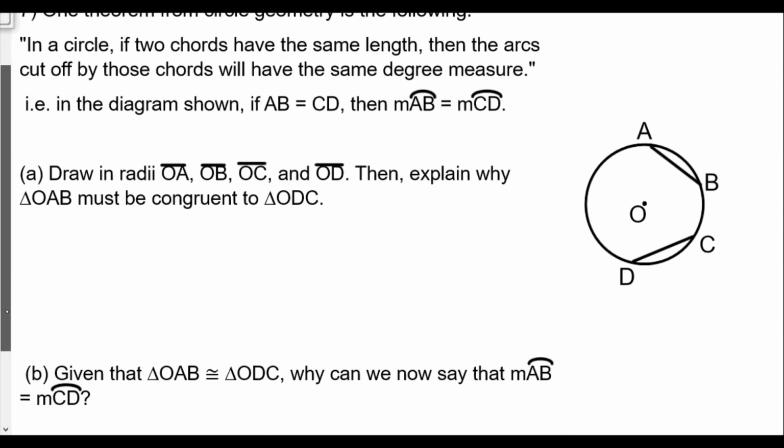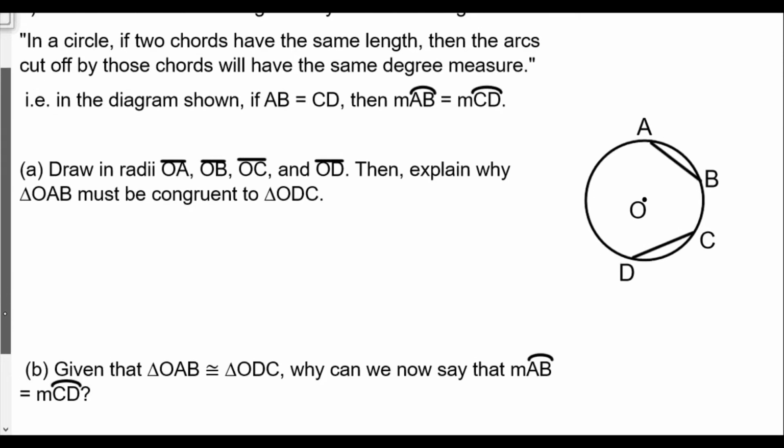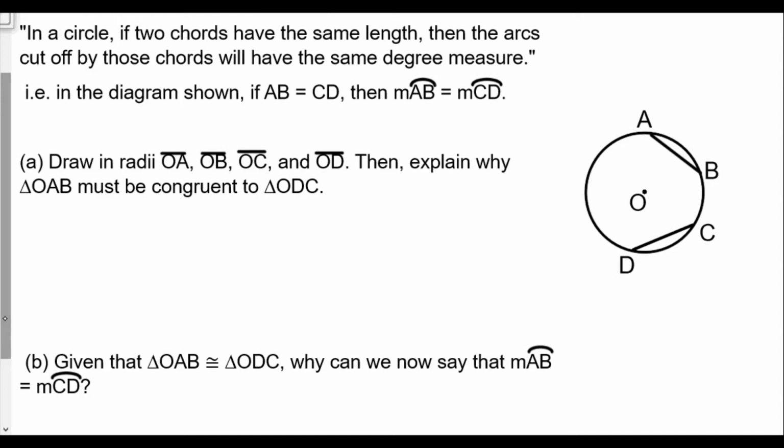Okay, well, here we go. Draw radii OA, OB, OC, and OD. So we're going to draw the radii here. So here's OA, OB, OC, and OD. Then explain why triangle OAB must be congruent to triangle ODC.